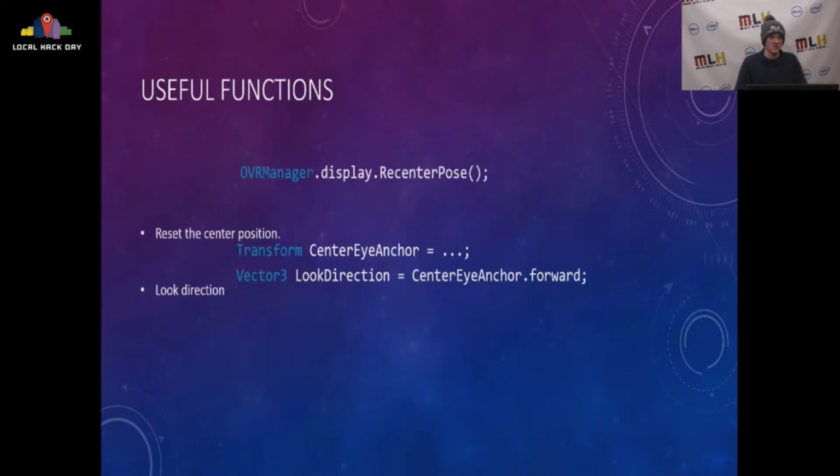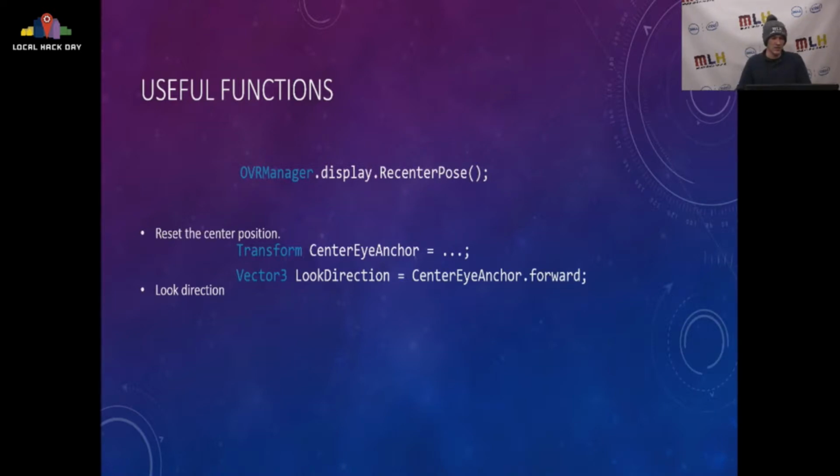Some useful functions: they have OVRManager.display.RecenterPose. You want to expose this under some sort of key press, because especially if you're demoing it to a lot of people, someone new will sit down and you'll put on the headset and they weren't in the same position as before. So their head will be off to the left, whereas the other player was right here, and then everything's a little bit wonky. So if you just have a key on the keyboard that you push, it assumes where the person's head is and recenters it. That's what that function does.